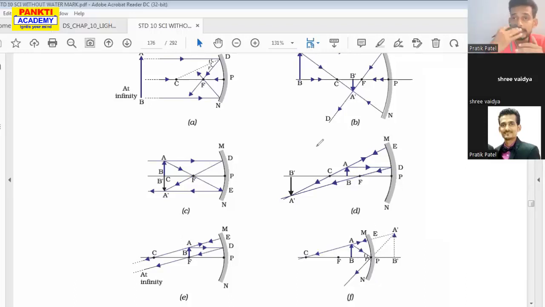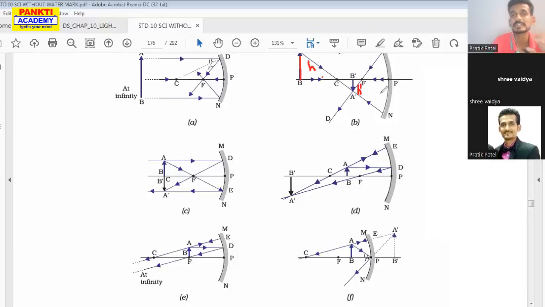Now regarding height, write down: about the x-axis, the y value from the origin to the upside is called positive, and from the origin downside is negative. So above the principal axis the value is positive, below the principal axis it is negative. In the first case you don't have object height, so you can't say, but in the second, B to A distance is positive, meaning H is positive, and B dash A dash is the image, which is below the principal axis.